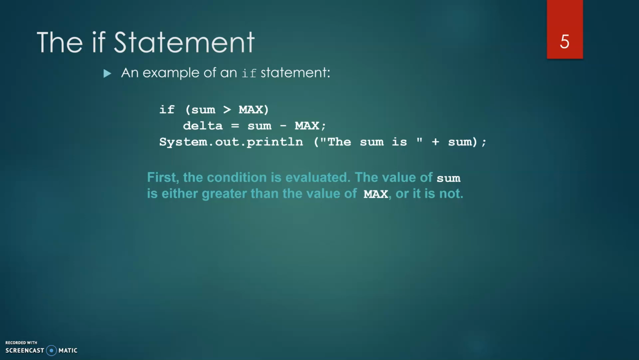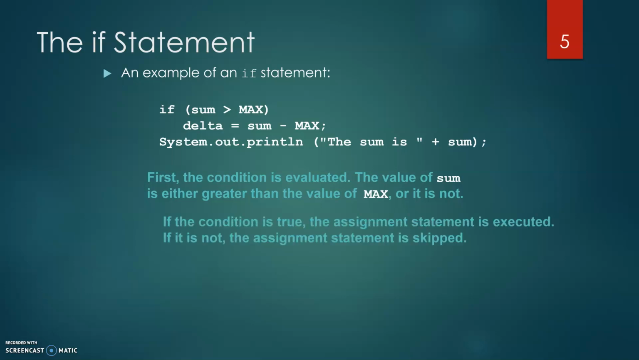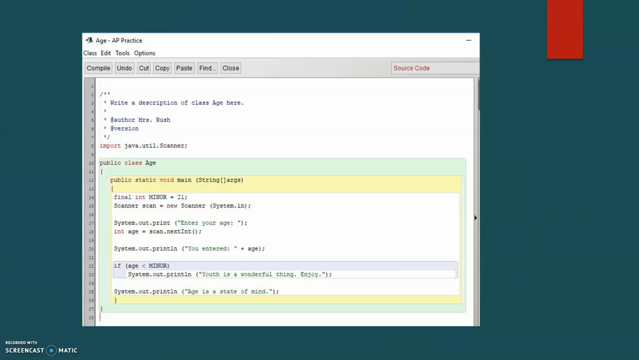So first, the condition is evaluated. The value of sum is either greater than the value of max or it is not. If the condition is true, the assignment statement is executed. If it is not, the assignment statement is skipped. But either way, the call to the println method is executed next.